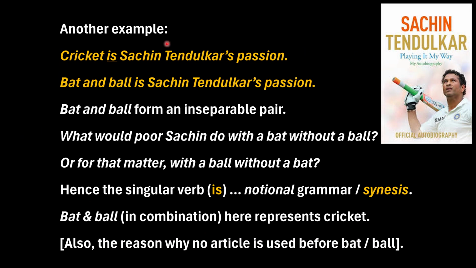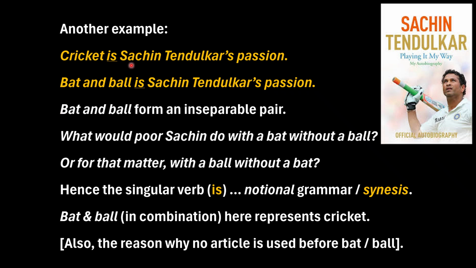Now here is another example. Cricket is Sachin Tendulkar's passion. You can also say "bat and ball is Sachin Tendulkar's passion." Why? Bat and ball are two different things. Why? They form an inseparable pair. Sachin can't do with only a bat without a ball, or with only a ball without a bat. Hence the singular verb: this is notional grammar, or synesis.